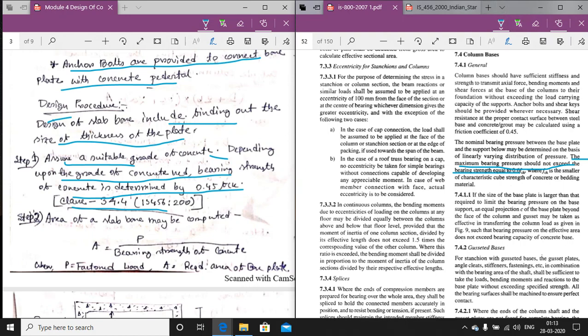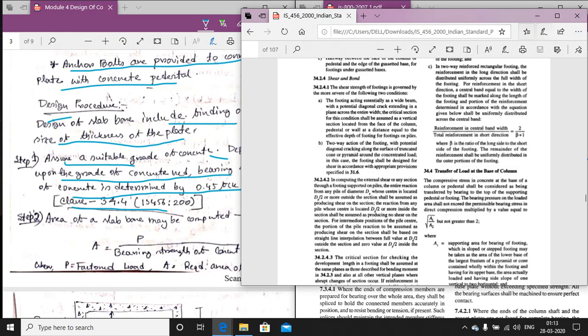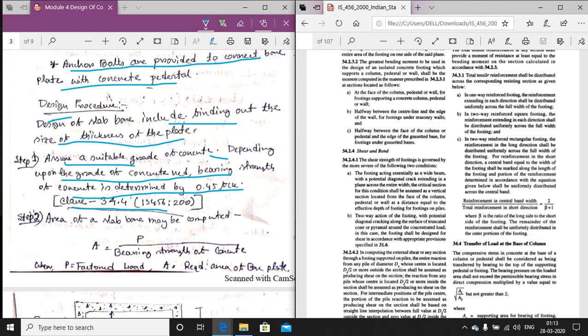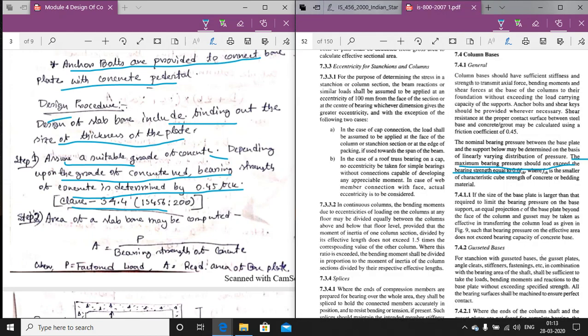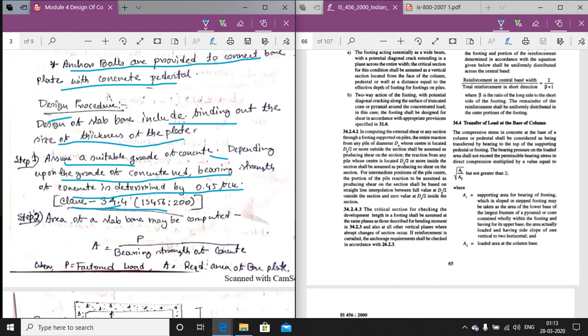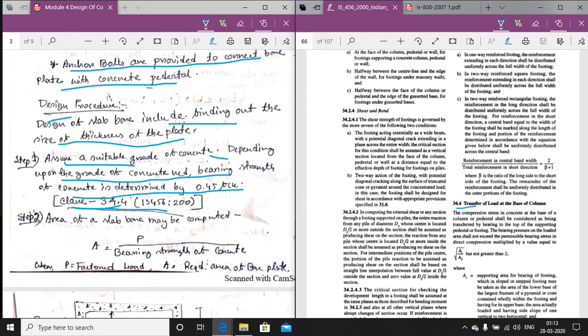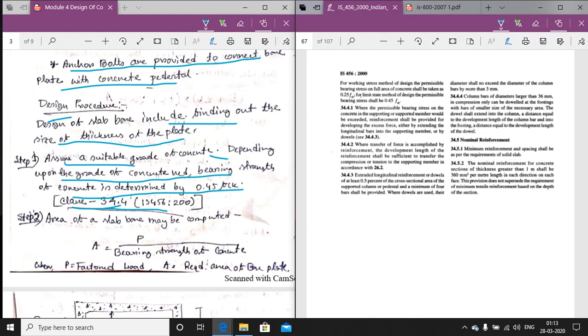Why? Let us go to IS 456. The design of this is in IS 456. We are discussing clause number 34.4. What does it say? It says that for the limit state method of design, the permissible bearing stress shall be 0.45 FCK. It is being specified by IS 456.